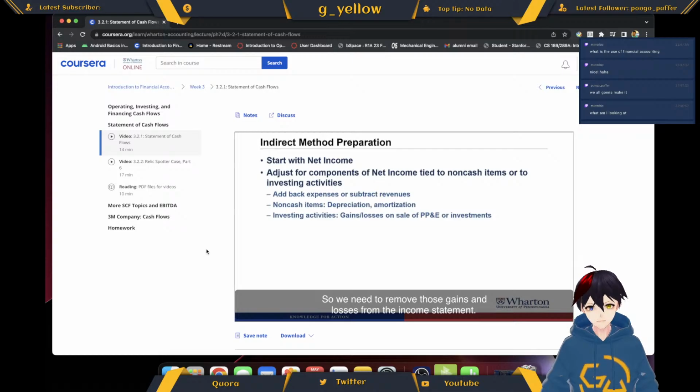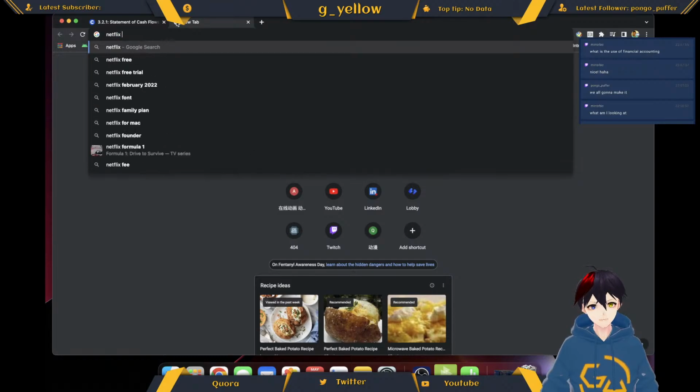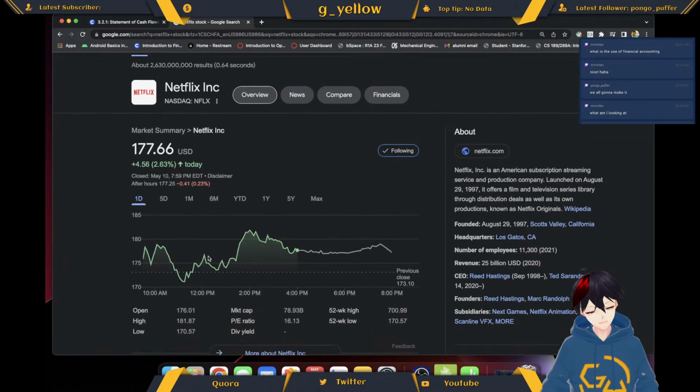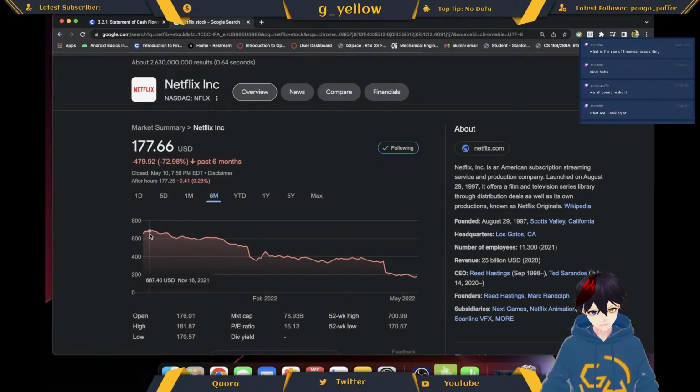What is the use of financial accounting? Actually, I was trying to, there are some financial statements from companies, and recently there are some pretty bad ones that make Netflix go like, boom. It went from 650 to 177. So I want to see, basically trying to catch and understand evaluation, understand how healthy a business is doing.